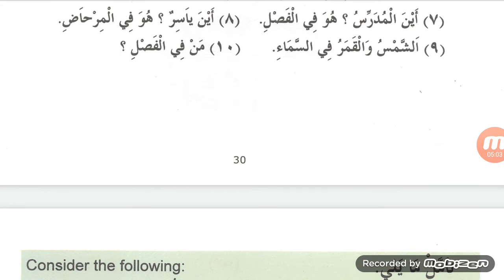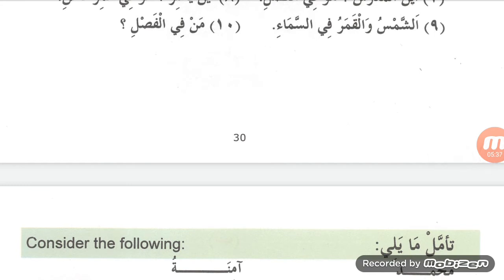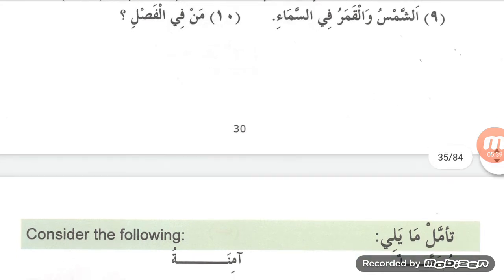Aina al-mudarrisu, where is the teacher? Al gives the meaning of the; mudarris is teacher. Huwa fil fasli, he is in the classroom or the class. Fasl is class. Aina Yasir, where is Yasir? Huwa fil mirhadi, he is in the toilet. Mirhad, toilet.